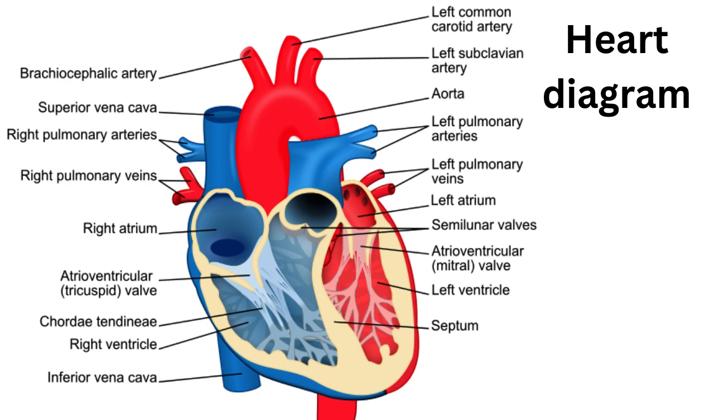The left atrium is the upper chamber of the left side of the heart. It receives oxygenated blood from the lungs through the pulmonary vein and pumps it into the left ventricle.